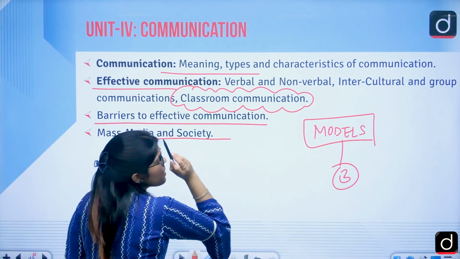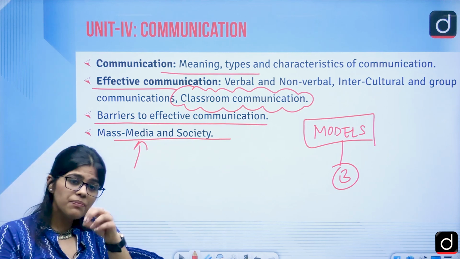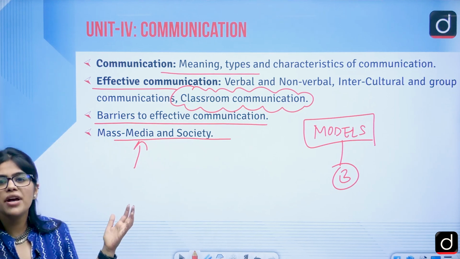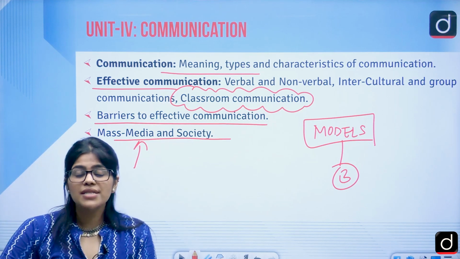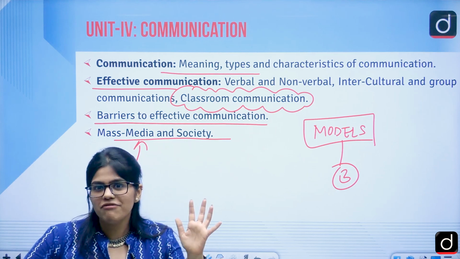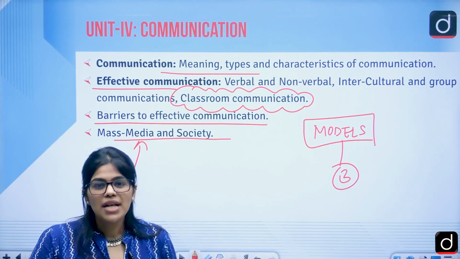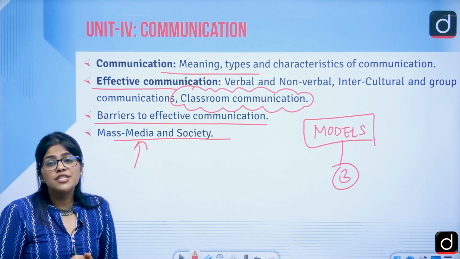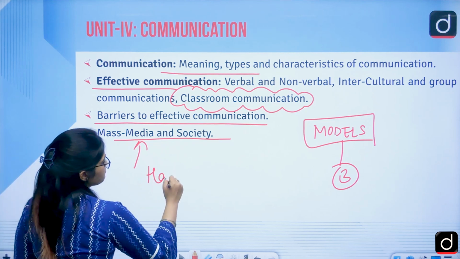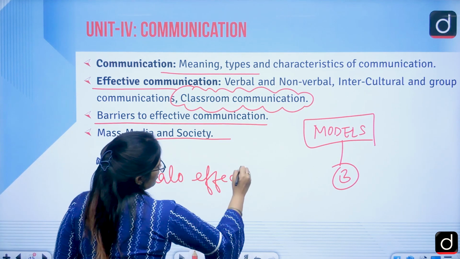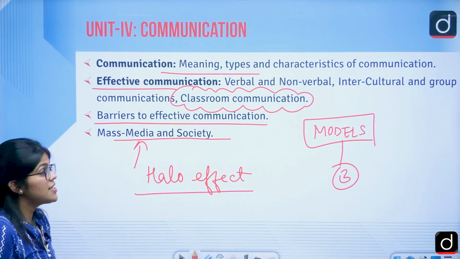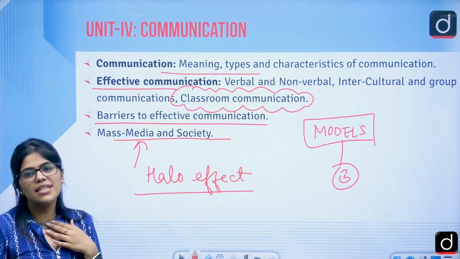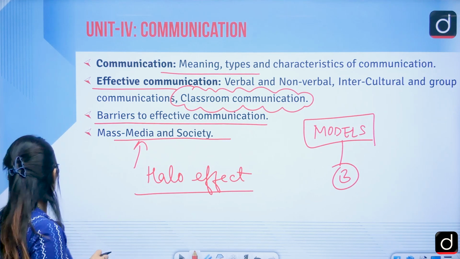Last but not the least, barriers are very important. And in barriers, psychological and semantic barriers are the most important. You cannot forget. And in the description box, you are going to tell me what is halo effect. Let me start with one question. This is a psychological barrier, or you can say this is a barrier, and you need to tell me what is halo effect. We'll be dealing with all of these different words in the class, and you will love the class, I'm pretty sure.